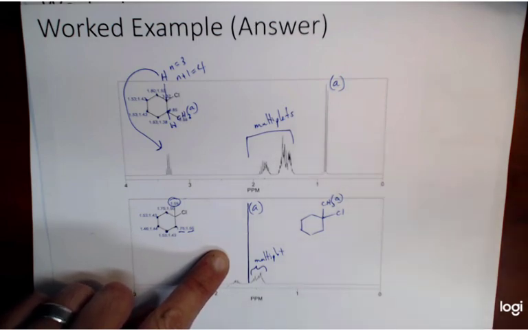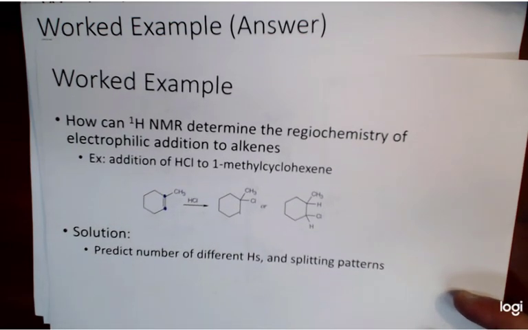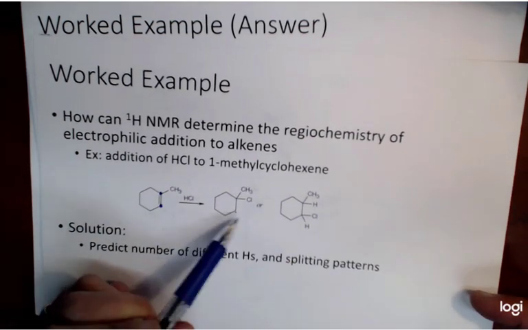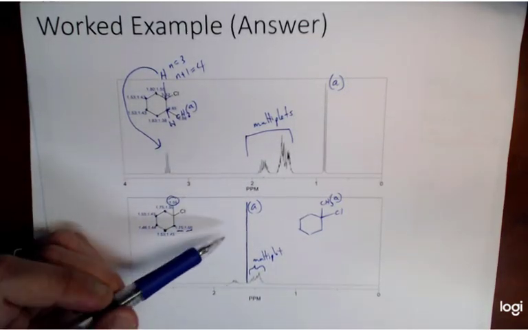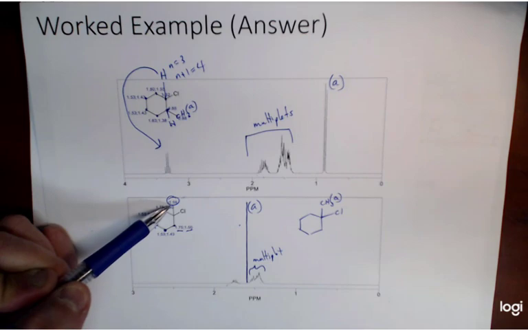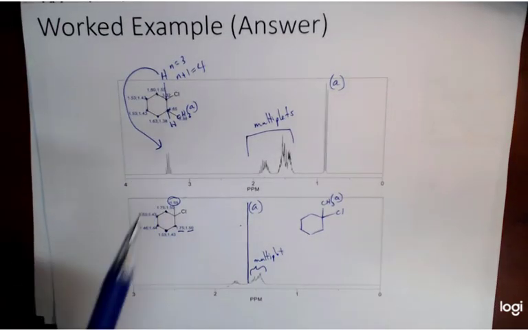Because remember, going back to the question, we knew that these were the only two possibilities in terms of our structure. Knowing that these are only two possibilities, we would see a singlet if it was 1-chloro, 1-methyl as the product, whereas if it's 1-chloro, 2-methyl, we would have to see the doublet and the quartet.